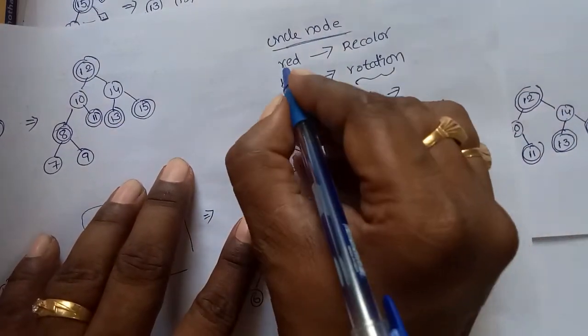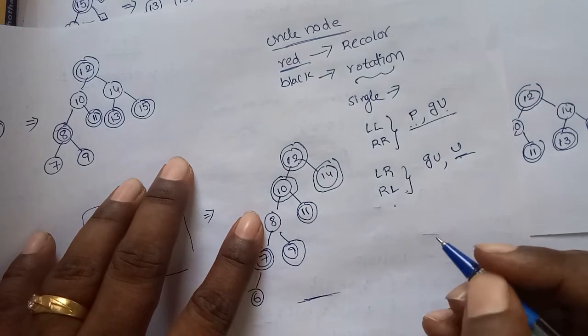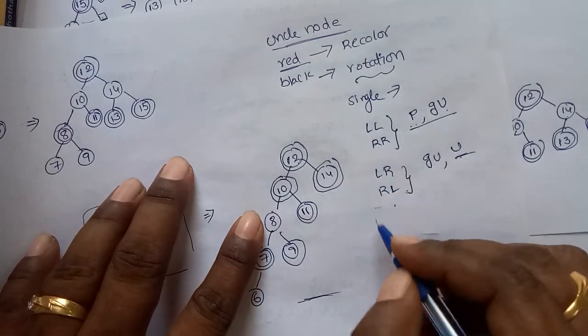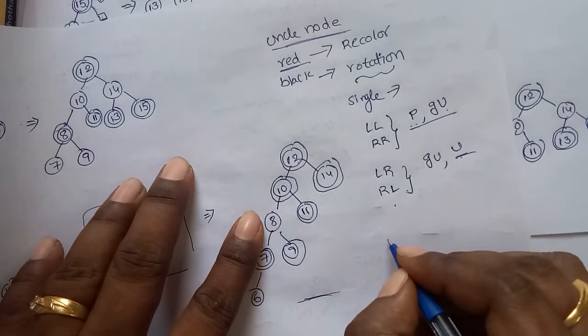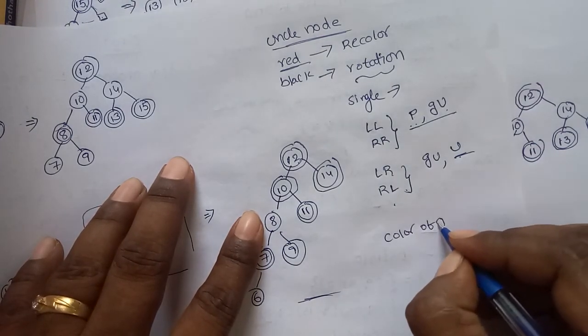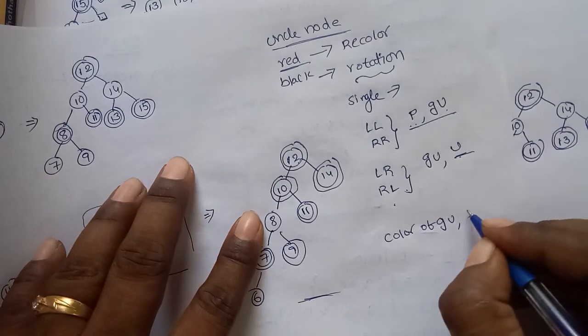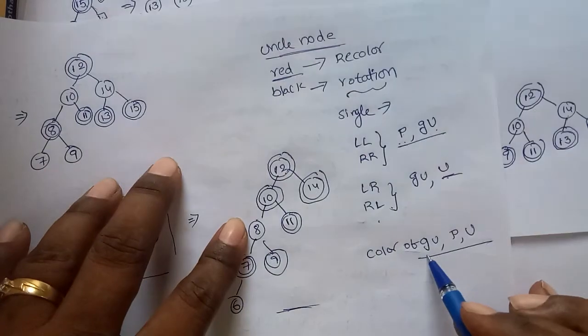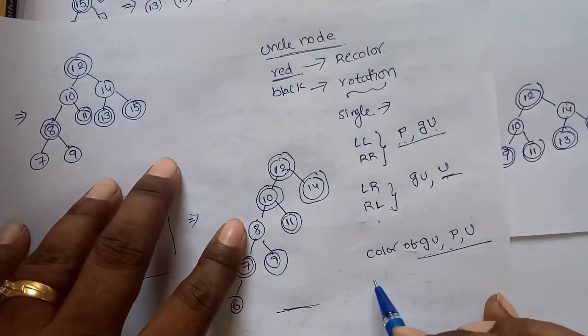But suppose the color of the uncle node is red, in any of the cases, we change the color of the grandparent, parent and uncle.